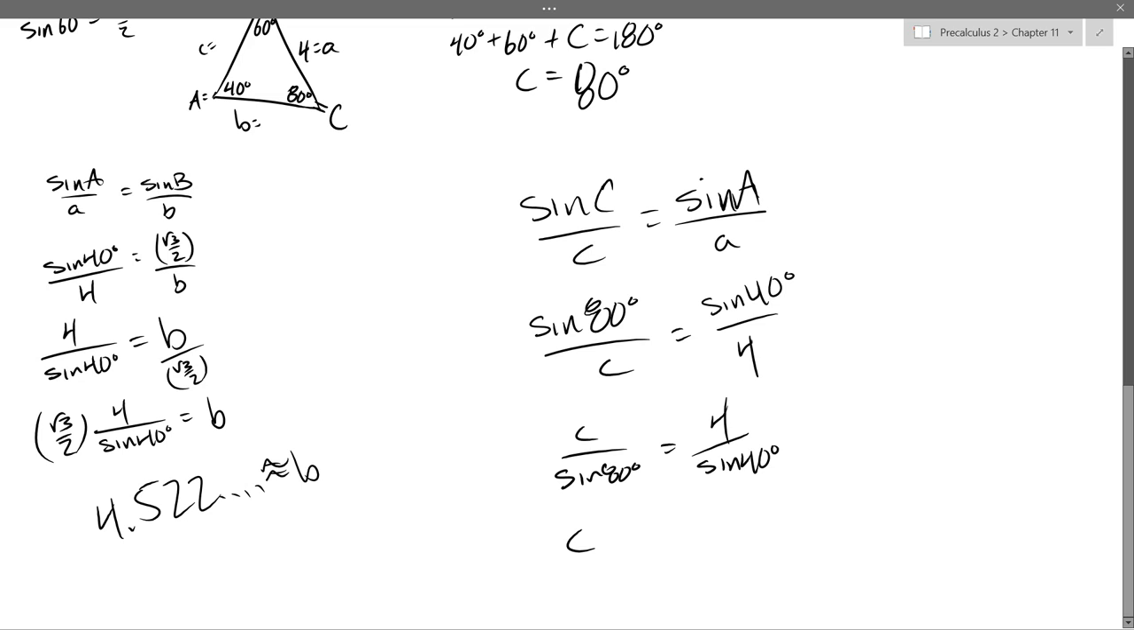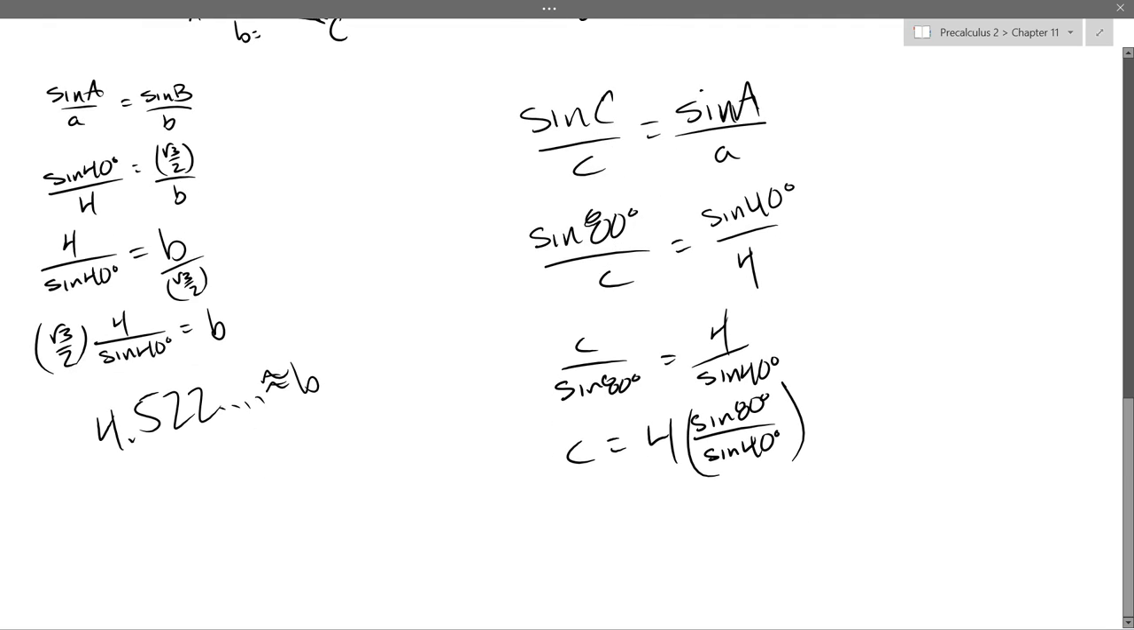And multiply by sine 40, or sine 80. If I was using sine of B, I could go with that. Sine B and side B. But I decided not to do B only because I'd have to use this side that we just got right there. Oh, I was meaning for the first one.